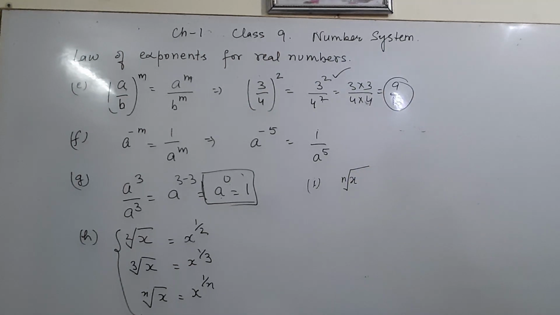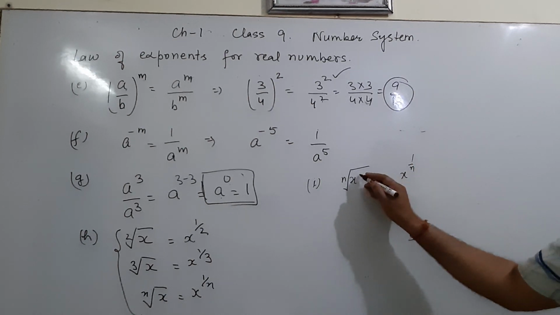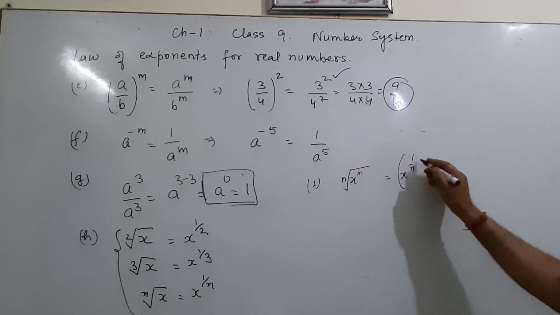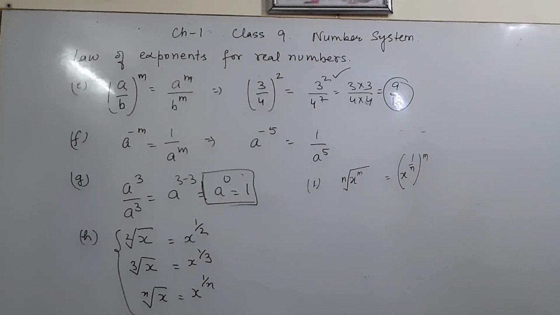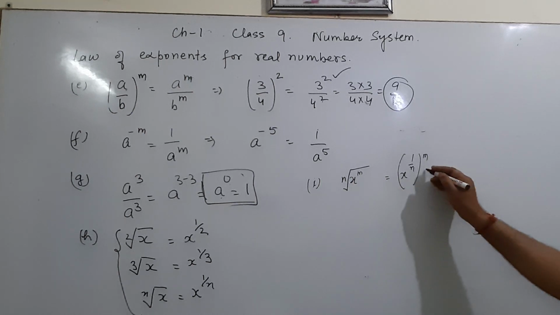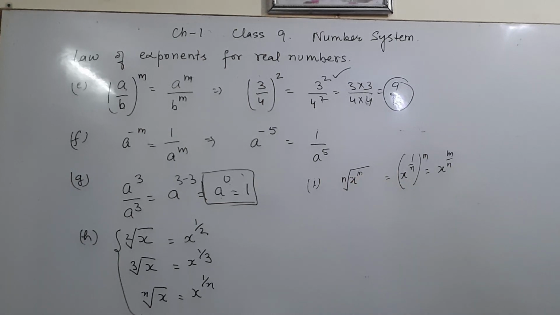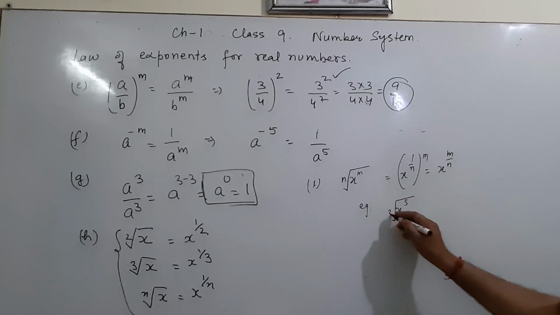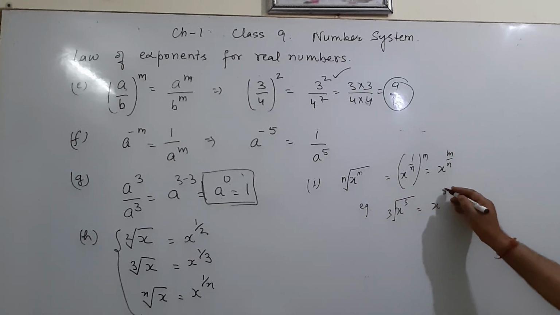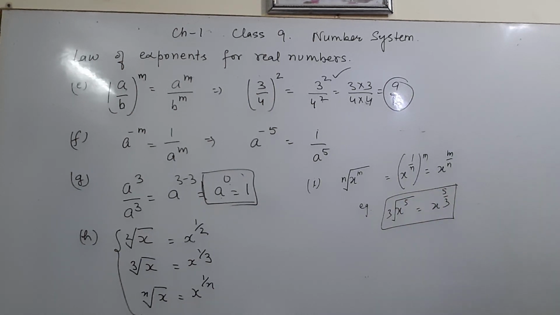If you forget this one, what will I do? x power 1 by n, and what was it here? m. It means whole power is m, so this m is multiplied to this one. It is the numerator. So we can write directly x power m upon n. For example, x power 5 whole root is 3, then x power 5 upon 3. It is your answer. Is it clear? We will solve one or two examples of this one.